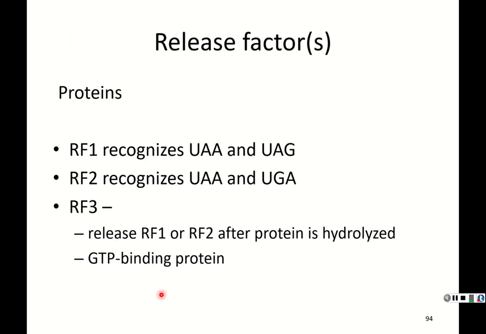Okay. So what these release factors are, RF1 recognizes UAA and UAG specifically. RF2 recognizes UAA and UGA specifically. And then RF3 is used to release either RF1 or RF2 after the protein is hydrolyzed. Okay, so the first two recognize specific stop codons. The third one helps release the other release factors, okay, after the protein is released.